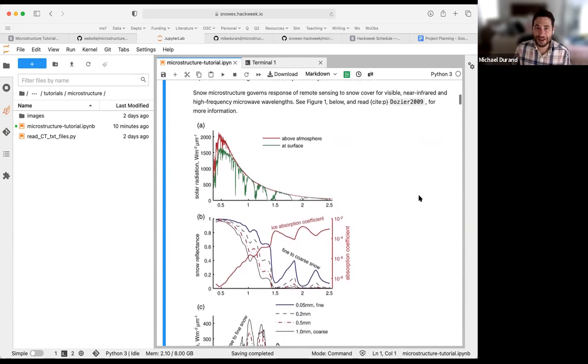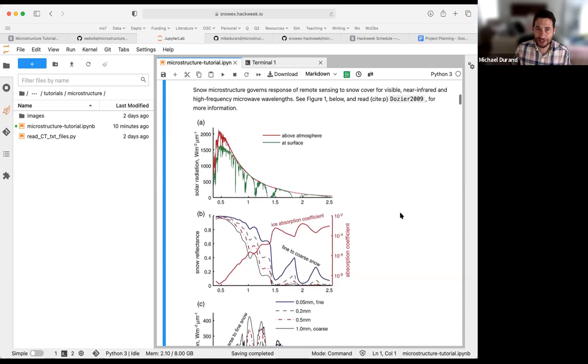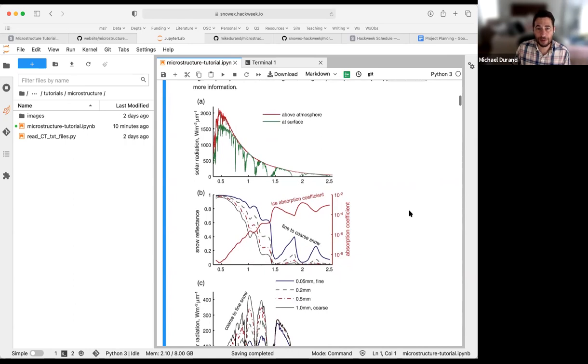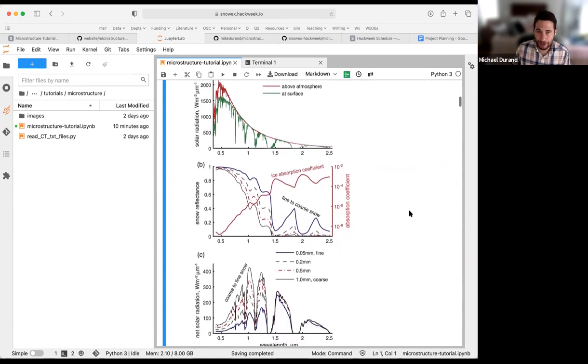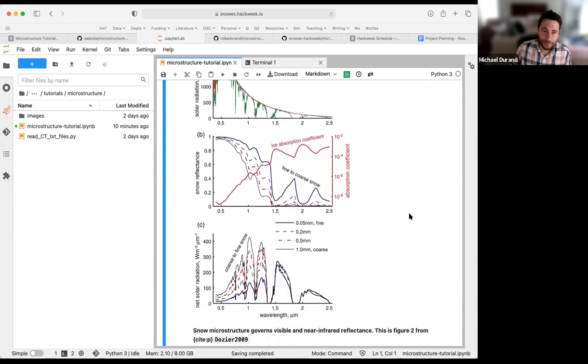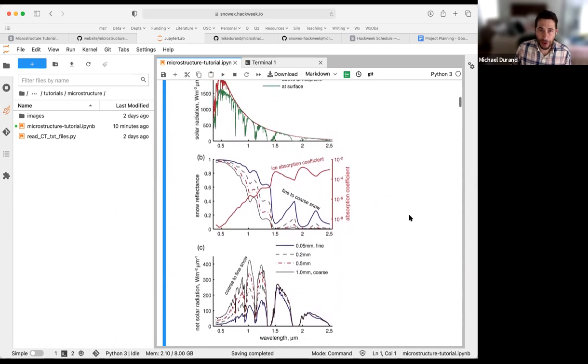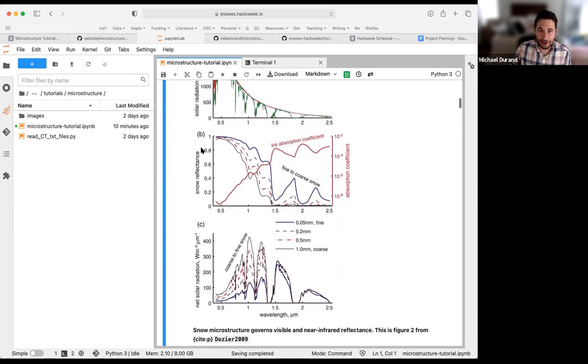So why do we care? Snow microstructure controls a lot about how remote sensing measurements end up looking. For example, here's a figure from a review paper that Jeff Dozier led. There's different things to look at here. Look at maybe just the middle panel.